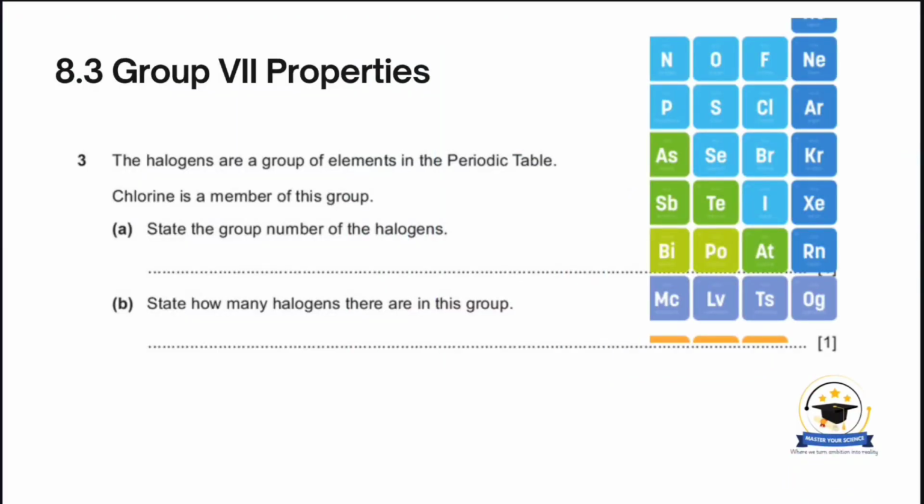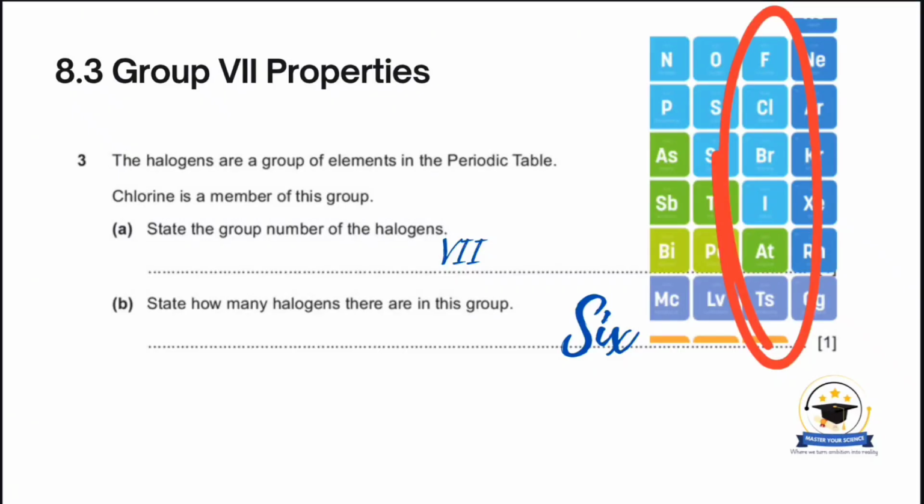So the halogens are a group of elements in the periodic table. Chlorine is a member of this group. State the group number of the halogens. So that would be group 7. Then state how many halogens there are in the group. So if we check this section here of the periodic table we've got 1, 2, 3, 4, 5, 6 halogens in the group. So we've got 6.